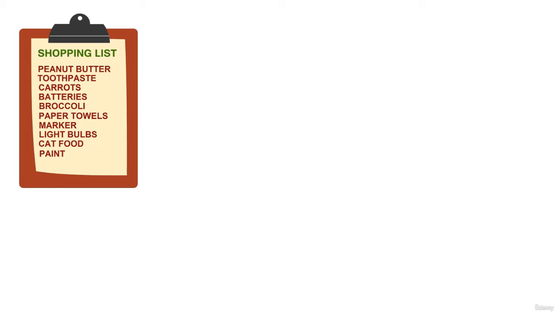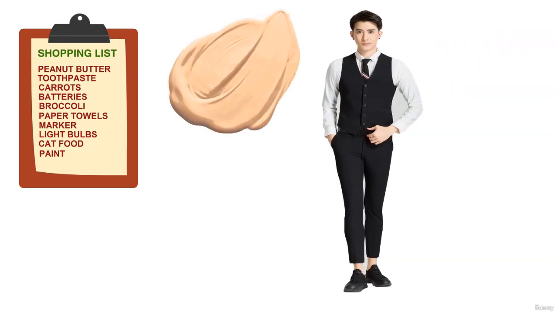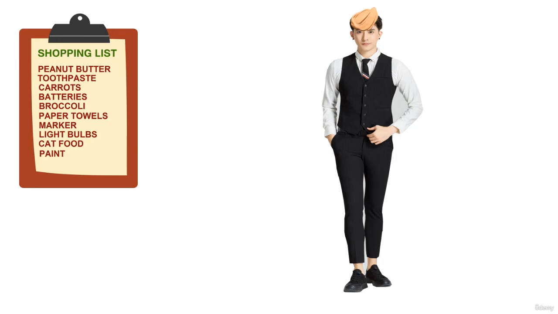Let's say you need to remember the following 10-item shopping list: peanut butter, toothpaste, carrots, batteries, broccoli, paper towels, marker, light bulbs, cat food, and paint. You can make the following associations. 1. Forehead, peanut butter. My forehead is covered with peanut butter. 2. Eyes, toothpaste. I have toothpaste smeared around my eyes.